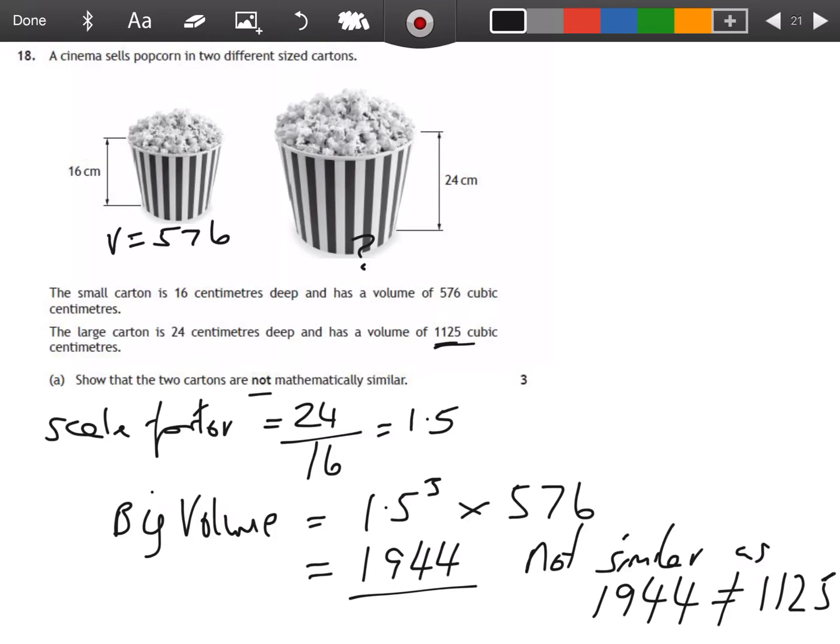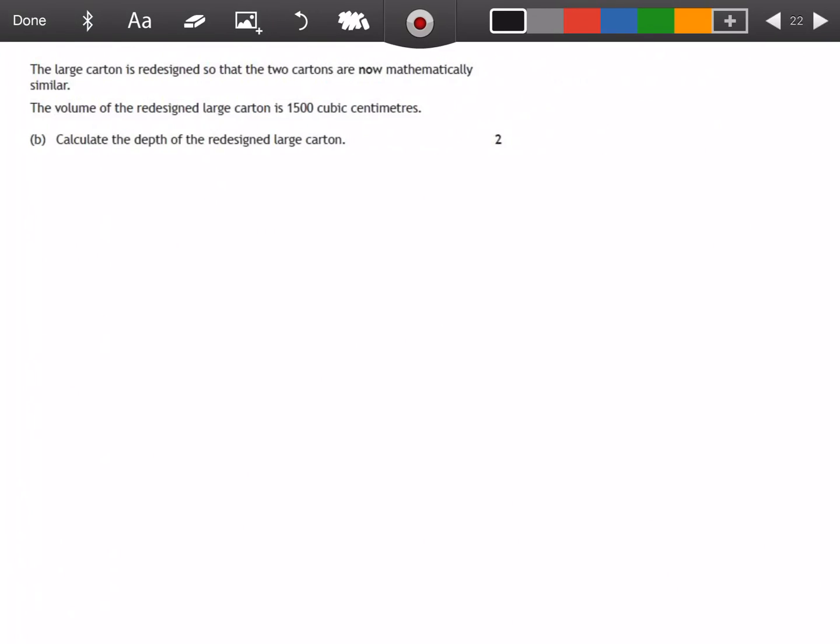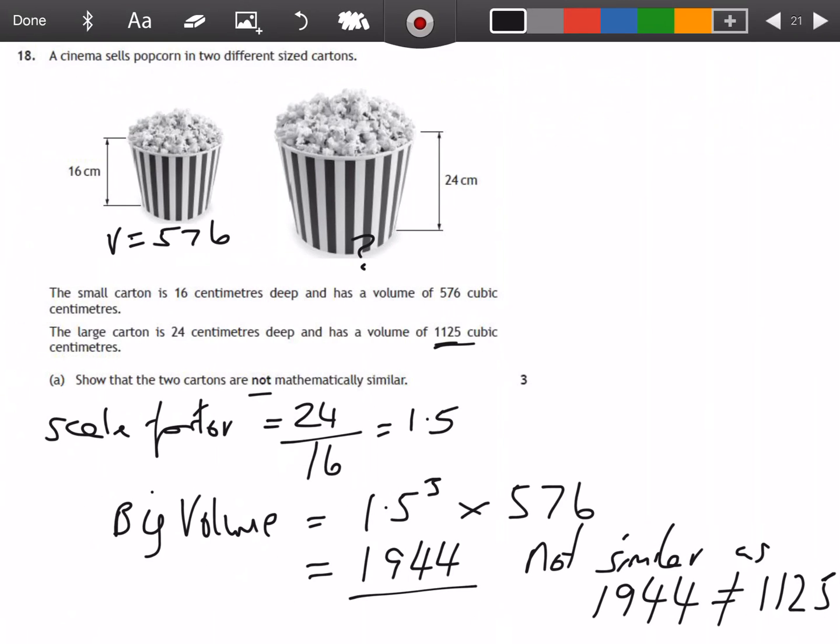Okay. I think there's a part B. The large carton is redesigned so that they are now similar. The volume of the redesigned one is 1500. What is the depth of it? Right, let's have a wee look. Part B. Right, let's see. So go back to the first one. So the height of the first one is 16, the height of the second. Alright, so we're working out the height of the second one. Okay, that's what we're trying to find.